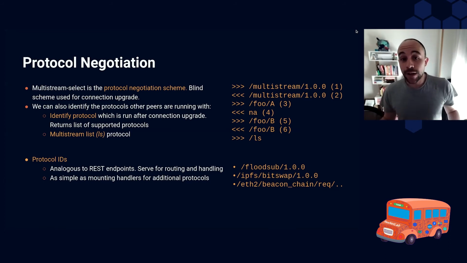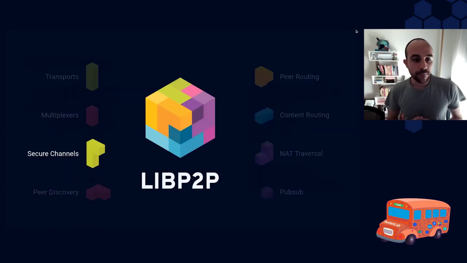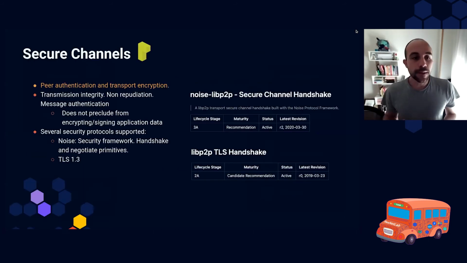And in the same way, implementing a new protocol within a libp2p node is really straightforward, because the only thing that we need to do is register a new identifier for a protocol, for instance a beacon chain request, and then attach a handler to this protocol ID, so that whenever we receive a message for this protocol ID, we know that we have to run the functions defined in the handler in order to process the message. And that's all for protocols and multiplexers. Let's move to security channels.